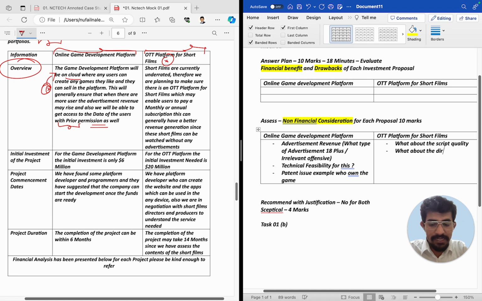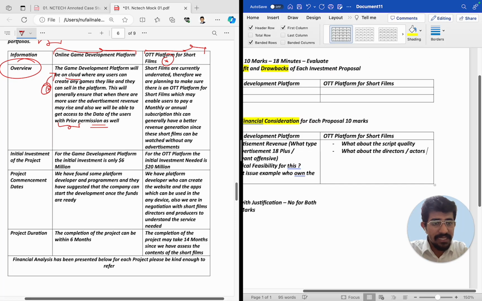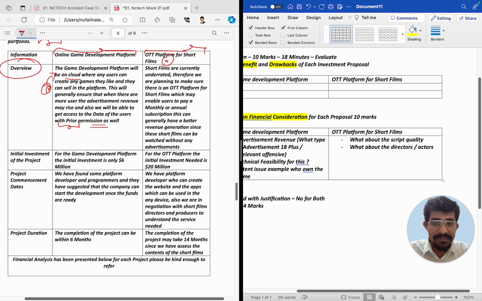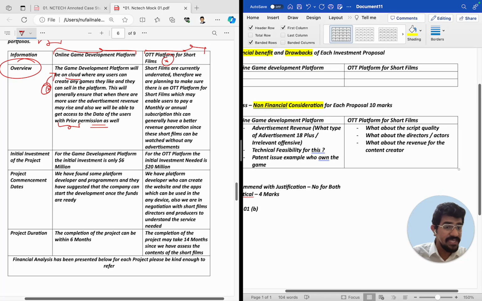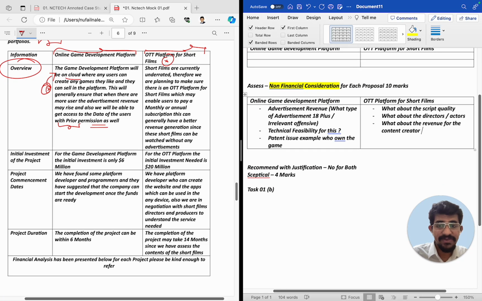What about the directors and actors? Because we don't know whether stars are acting or very popular directors are acting there. So that is one more factor to be considered, if I'm not mistaken. And then students, what about the revenue share for the content creators? Because that is very, very important, no students. We have to pay them a share. It is not free. So in that case, we have to ask these questions which are not addressed in this.